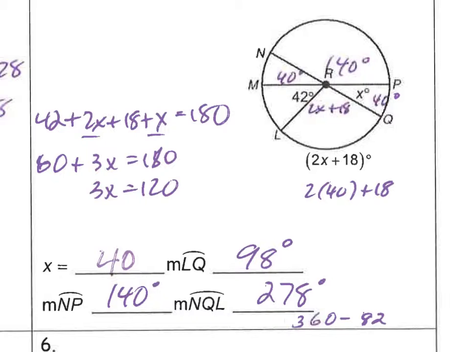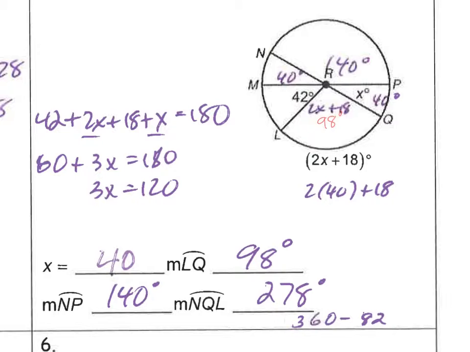So 2x plus 18 is 2 times 40 plus 18, which gives me 98. I'll write that in here so you can see that. So this angle and arc are 98. X is 40, so that angle here, that is x, is 40, and that vertical angle is 40. Since these two make 180, they are supplementary, so you take 180 minus 40. Now I got all the angles and all the arcs, and I could just figure out which ones they're looking for. So NP, that's 140 because I found it already.